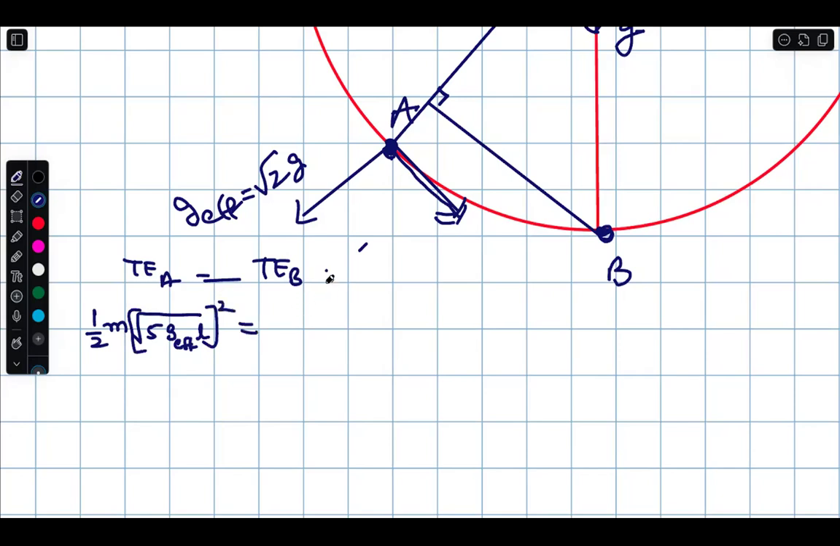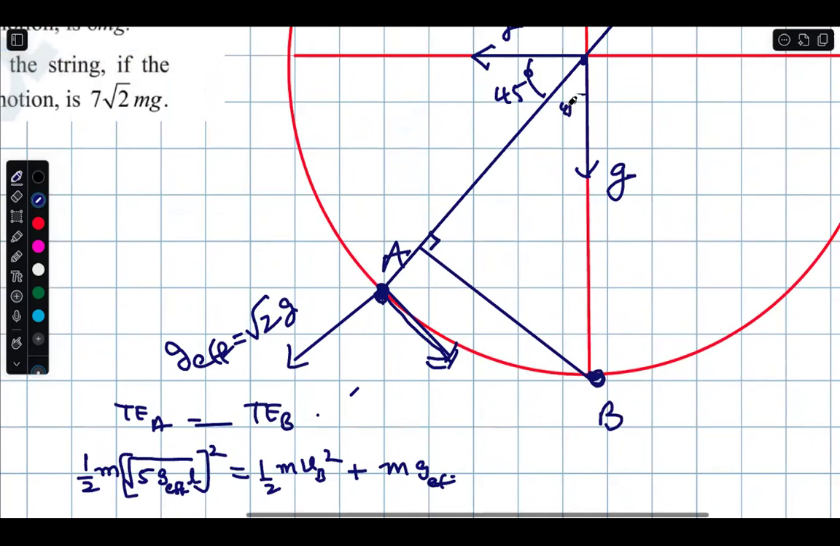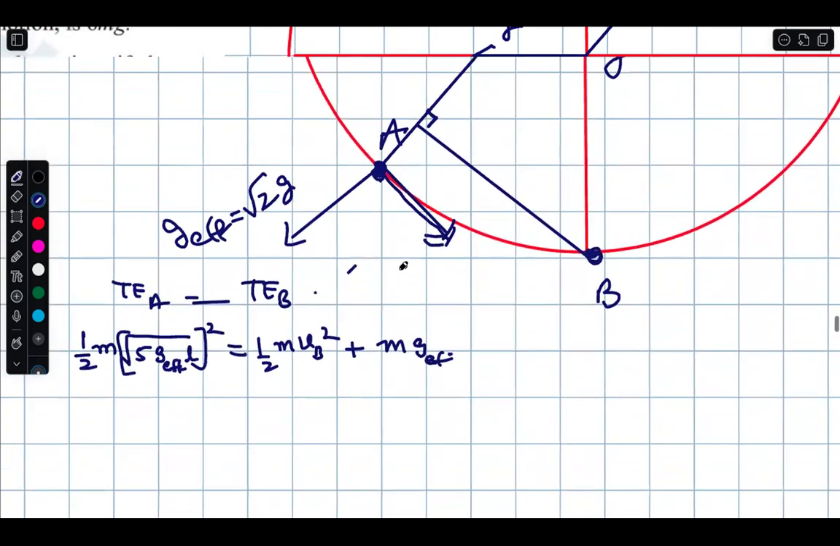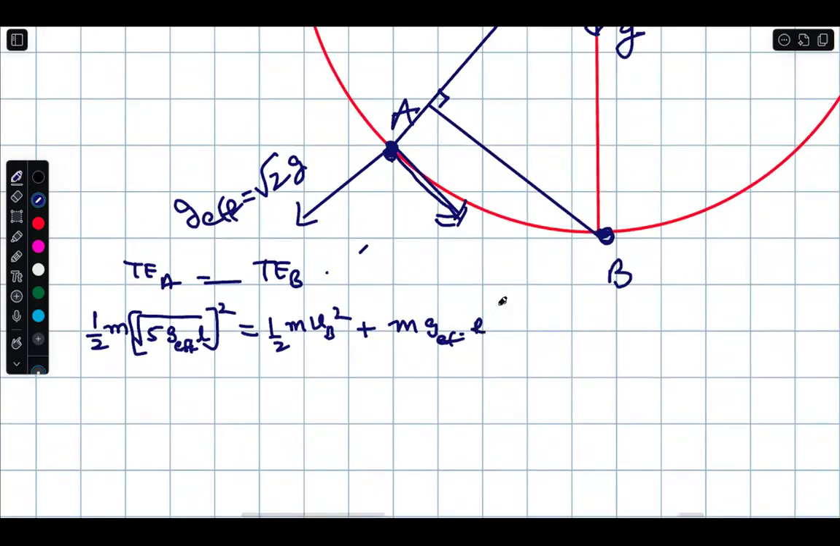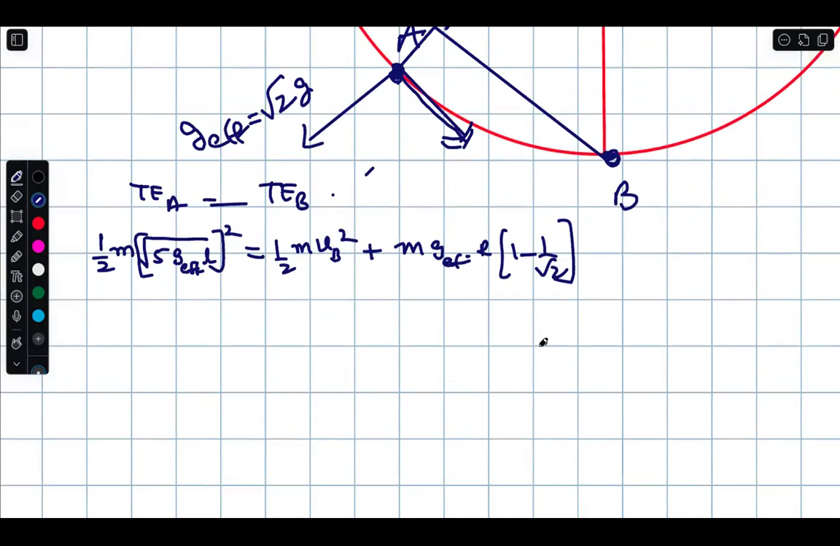And what is the total energy at B? Kinetic half mVb square, which is what is being asked, plus m G effective times h. You know this is 45 degrees. This is R, this is R by root 2. What is this difference? R minus R by root 2. Done. G effective is root 2G.